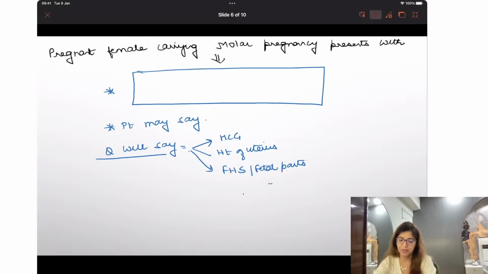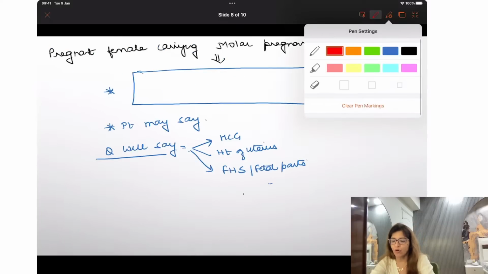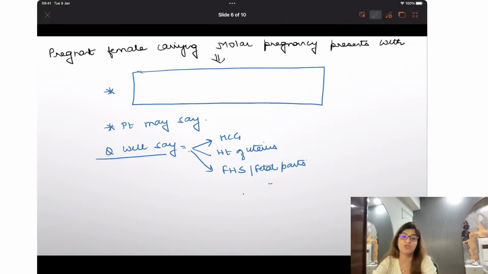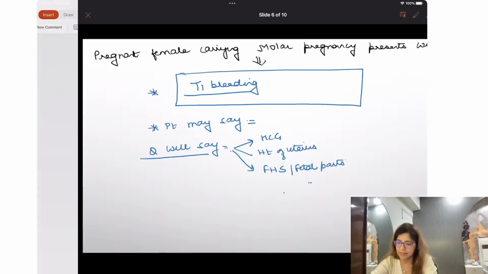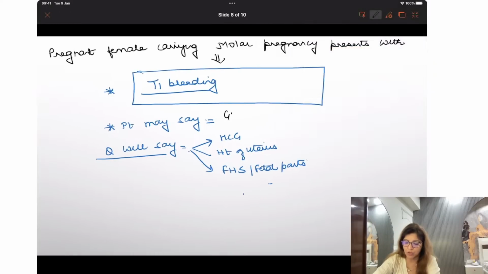Clear? Okay. Now, how is a patient of molar pregnancy going to present to you? A patient of molar pregnancy presents with first trimester bleeding. She comes to you with bleeding in the first trimester, right? जो patient आपके पास bleeding लेकर आएगी in first trimester, patient may say that grape-like vesicles were coming out.